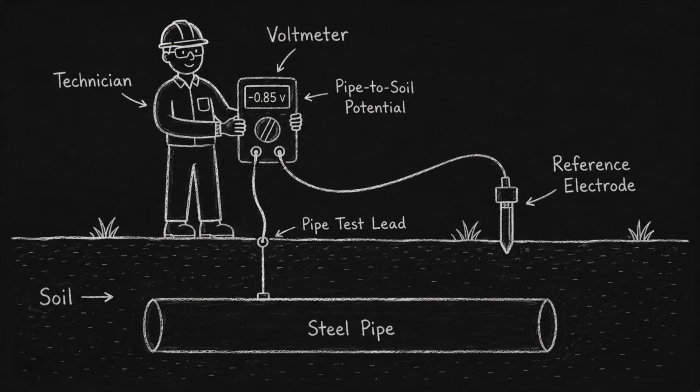For marine structures, different reference electrodes may be used, such as silver/silver chloride reference electrodes. The exact criteria depend on the material, environment standard, and project requirements. But the basic idea is this. We do not just install cathodic protection and forget it. We measure it, we test it, we monitor it, and we adjust it when needed.